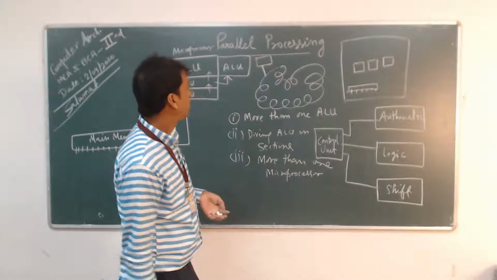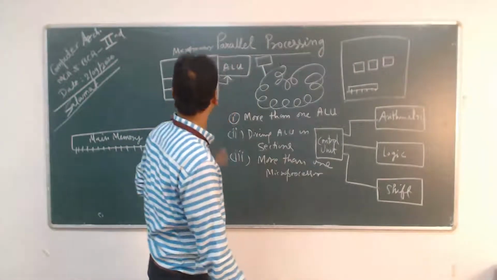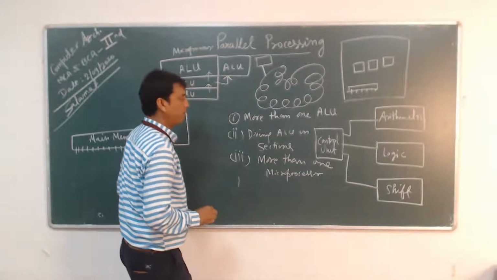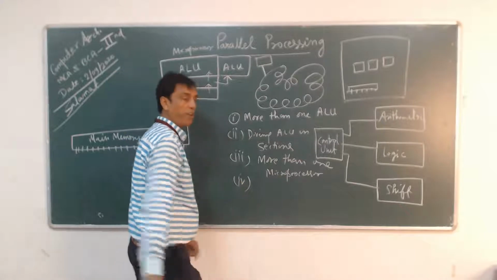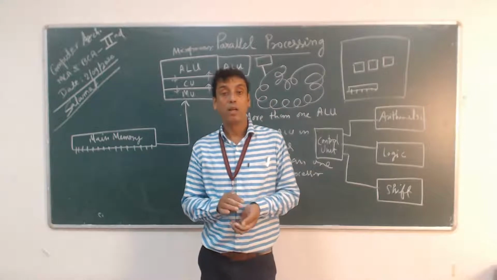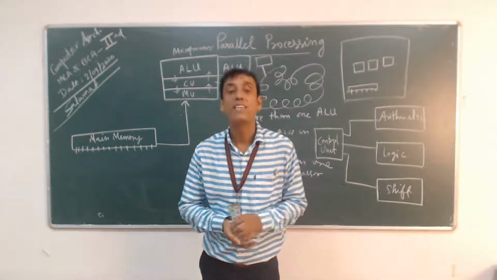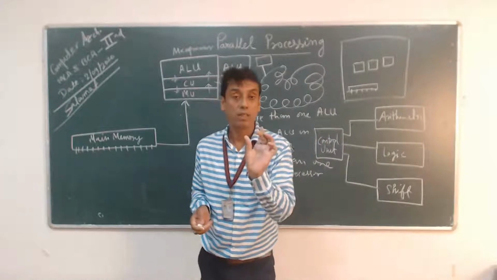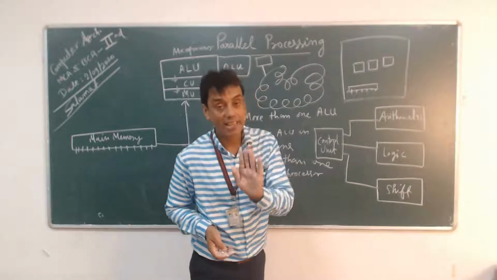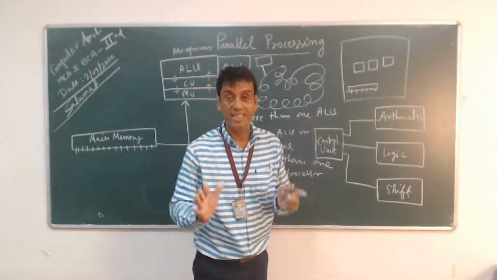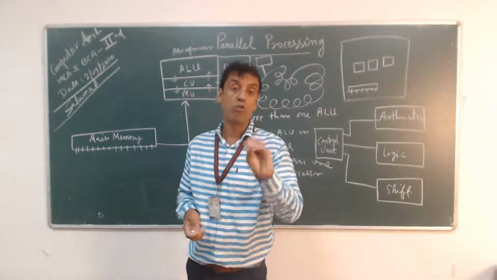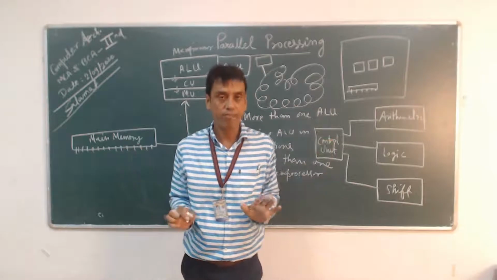Now, there is one more possibility I would like to add. We know that microprocessor has MU, which is an organized collection of registers. CU, which is an organized collection of gates used to control the overall activity.